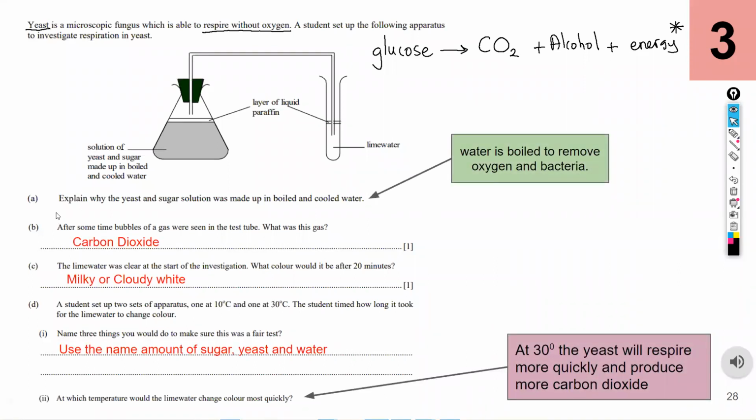I could not make the answer fit here, so I wrote it here. So the water is boiled to remove oxygen and bacteria, right? So you have a clean experiment without contamination. Part B, after some time, bubbles of gas were seen in the test tube. Well, obviously the bubbles of gas were carbon dioxide.